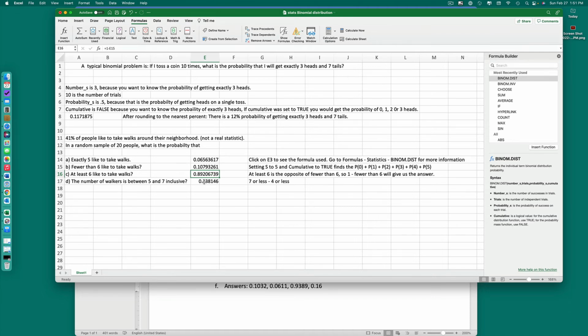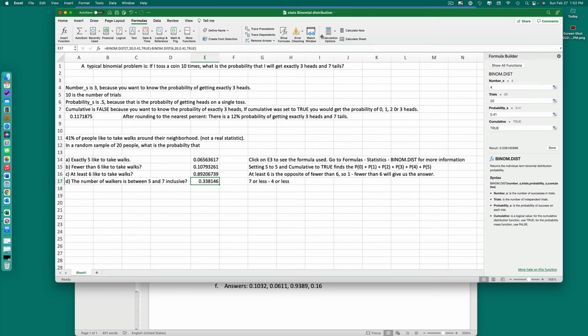Right? And this is the trickiest one: the number of walkers is between 5 and 7 inclusive. So we're going to do 7 or less minus 4 or less, and that's going to give us 5, 6, and 7. So remember that when you set cumulative to true, it includes the endpoint. By putting the 7 here, we're getting 0, 1, 2, 3, 4, 5, 6, 7. But then we're subtracting off 0, 1, 2, 3, 4. And that gives us 5 through 7, which is what's left.